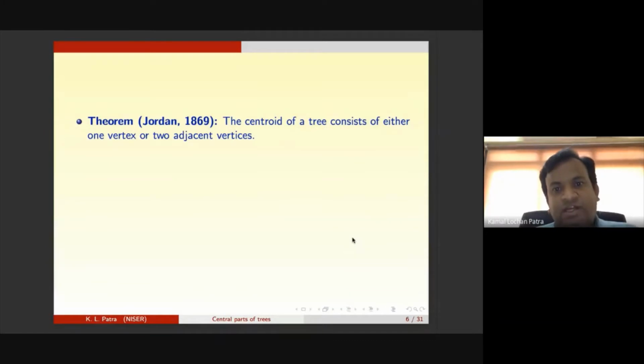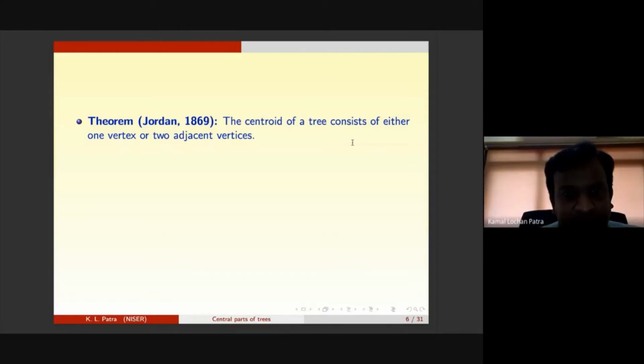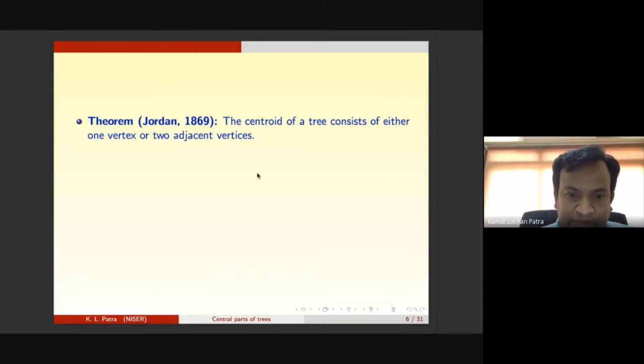Jordan also proved that the centroid of a tree consists of either a single vertex or two adjacent vertices. So basically these are the two central parts defined by Jordan in 1869, and the idea of a central part of a tree is basically a single vertex or two adjacent vertices, with definitions related to these kinds.